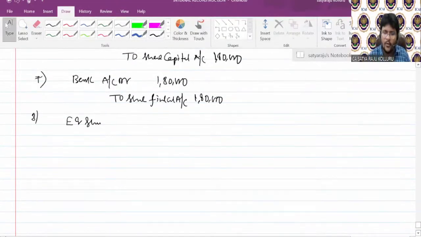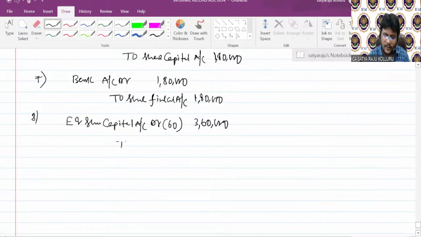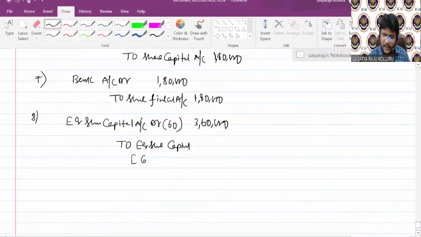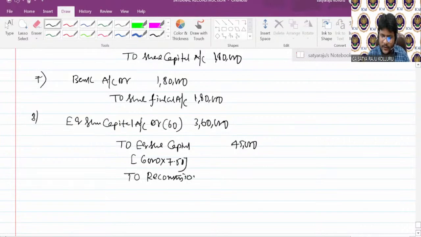Now you need to debit the old face value, equity share capital account debit. How much is the face value? 60 rupees. How much is the paid up capital? 3,60,000. That is 6,000 into 60 rupees, to equity share capital account. Now the new value is clearly given as 7.50 each. That is 6,000 into 7.50 each, which is 45,000. What is the difference? Amount sacrificed by shareholders to reconstruction account. 3,60,000 minus 45,000, which I got as 3,15,000.